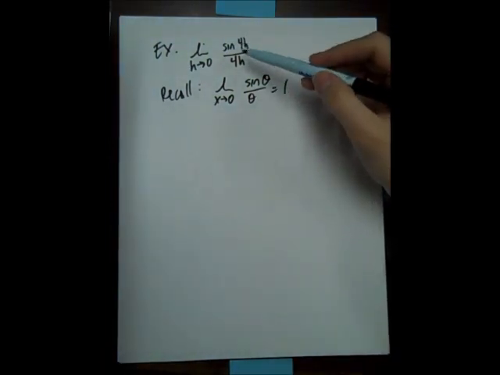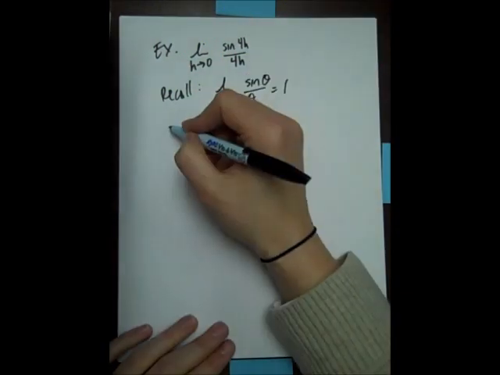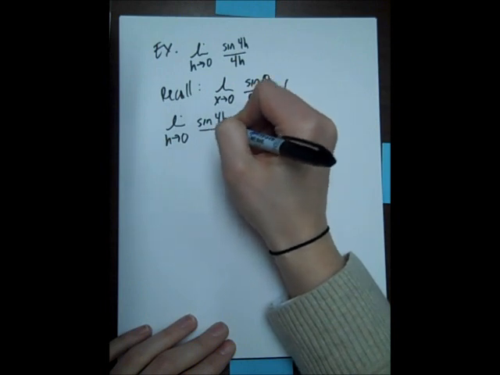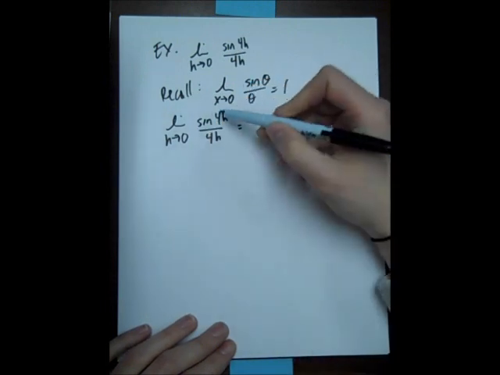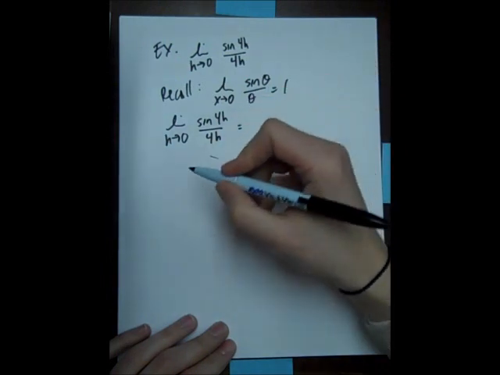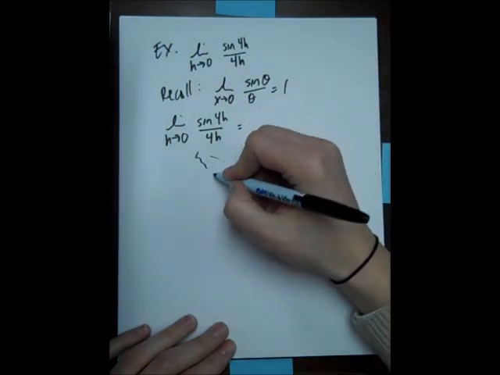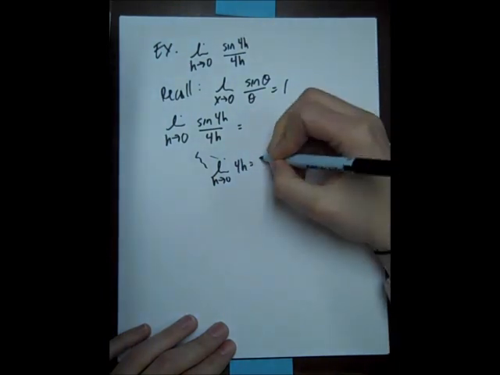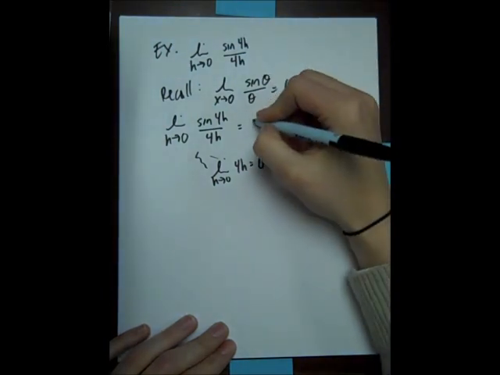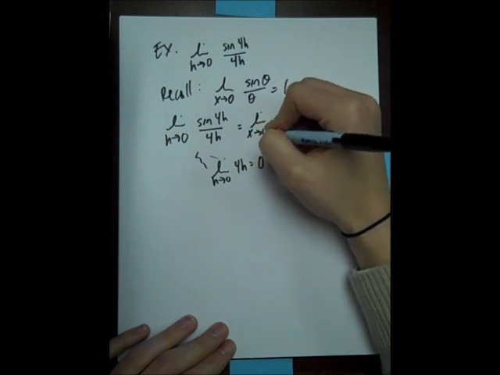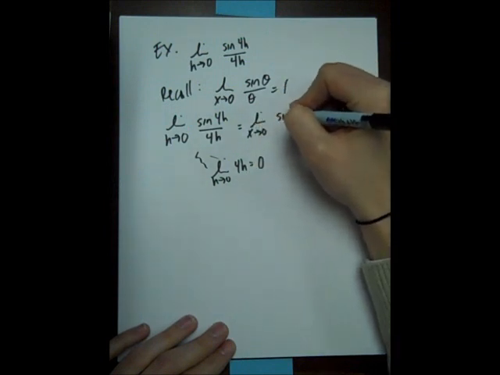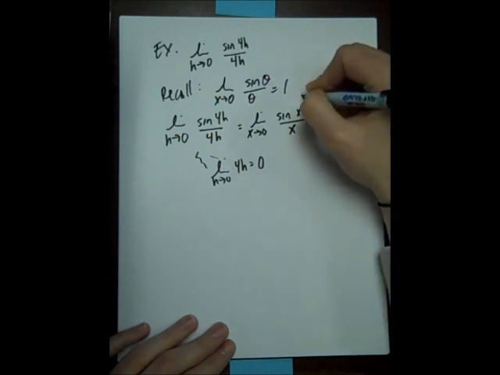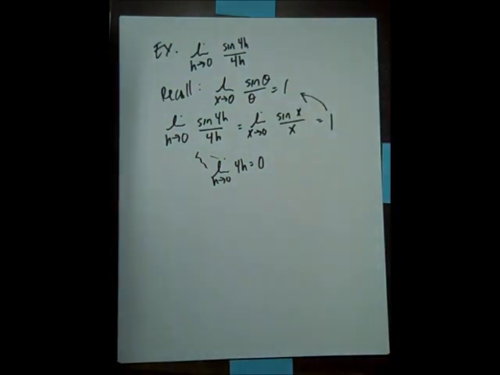These two look the same, but they're not. How could I change my limit to look exactly like this other one, though? What happens to 4h as h goes to 0? This is kind of an aside. The limit as h approaches 0 of 4h is just 0. So what I can change this to is the limit as x approaches 0 of sine x over x. And we know that's 1 because of this property.